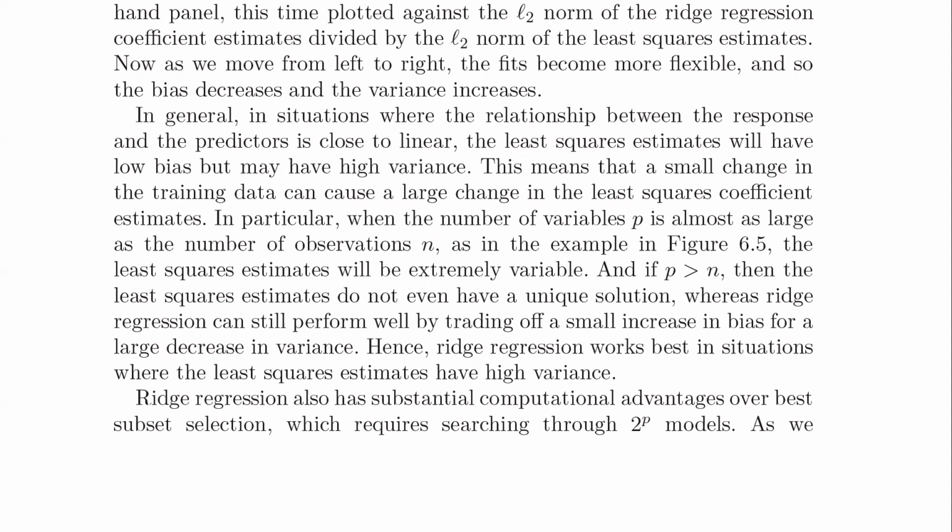Now this is where I think we have explained this before, but every time I see a sentence like this, had I only seen the first half and I was asked to complete it, in general, let me read again from the beginning of the paragraph. In general, in situations where the relationship, this means the true relationship, between the response and the predictors, so between the y and the x's, is close to linear, meaning in other words that the assumption of linearity is a safe assumption, makes sense, is a valid one, the least squares estimates will have low bias.